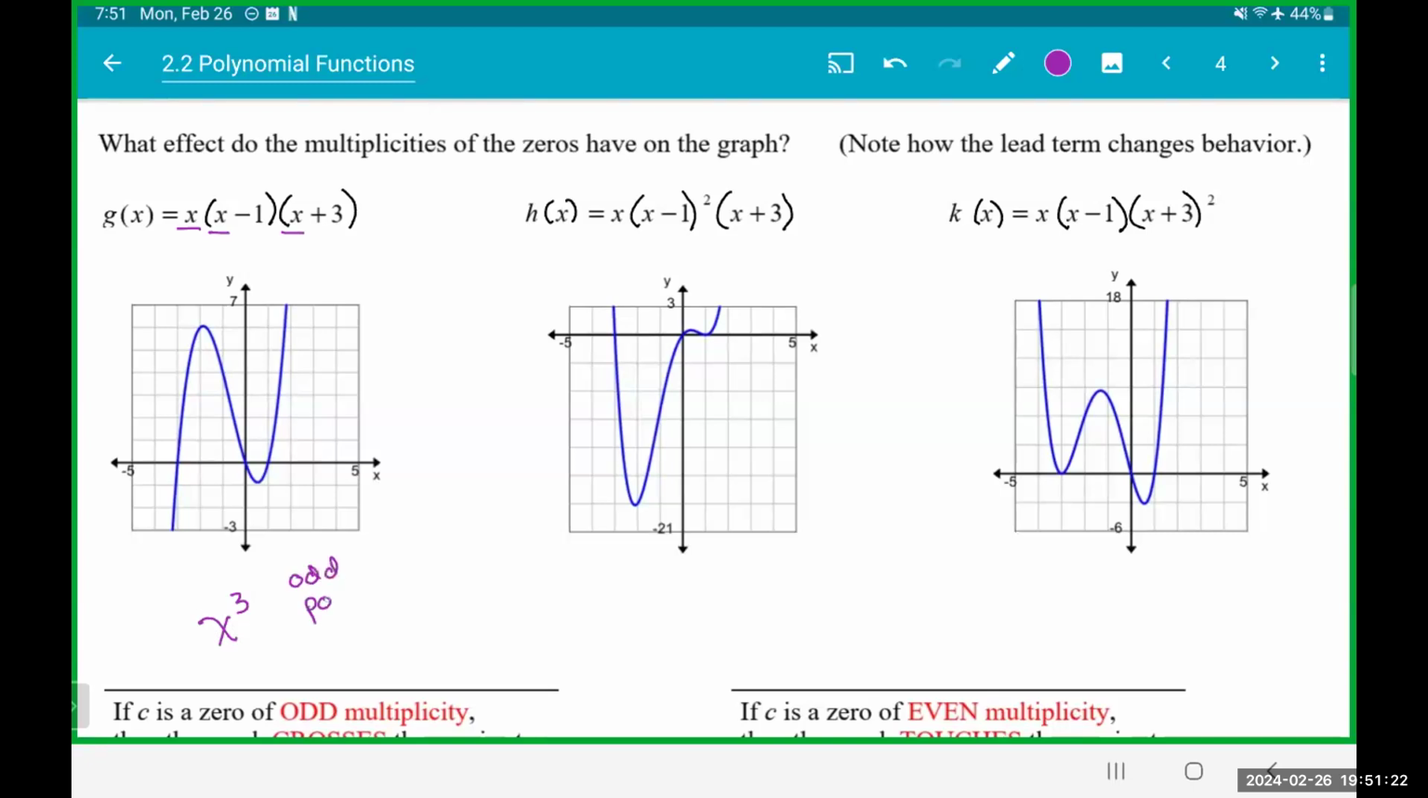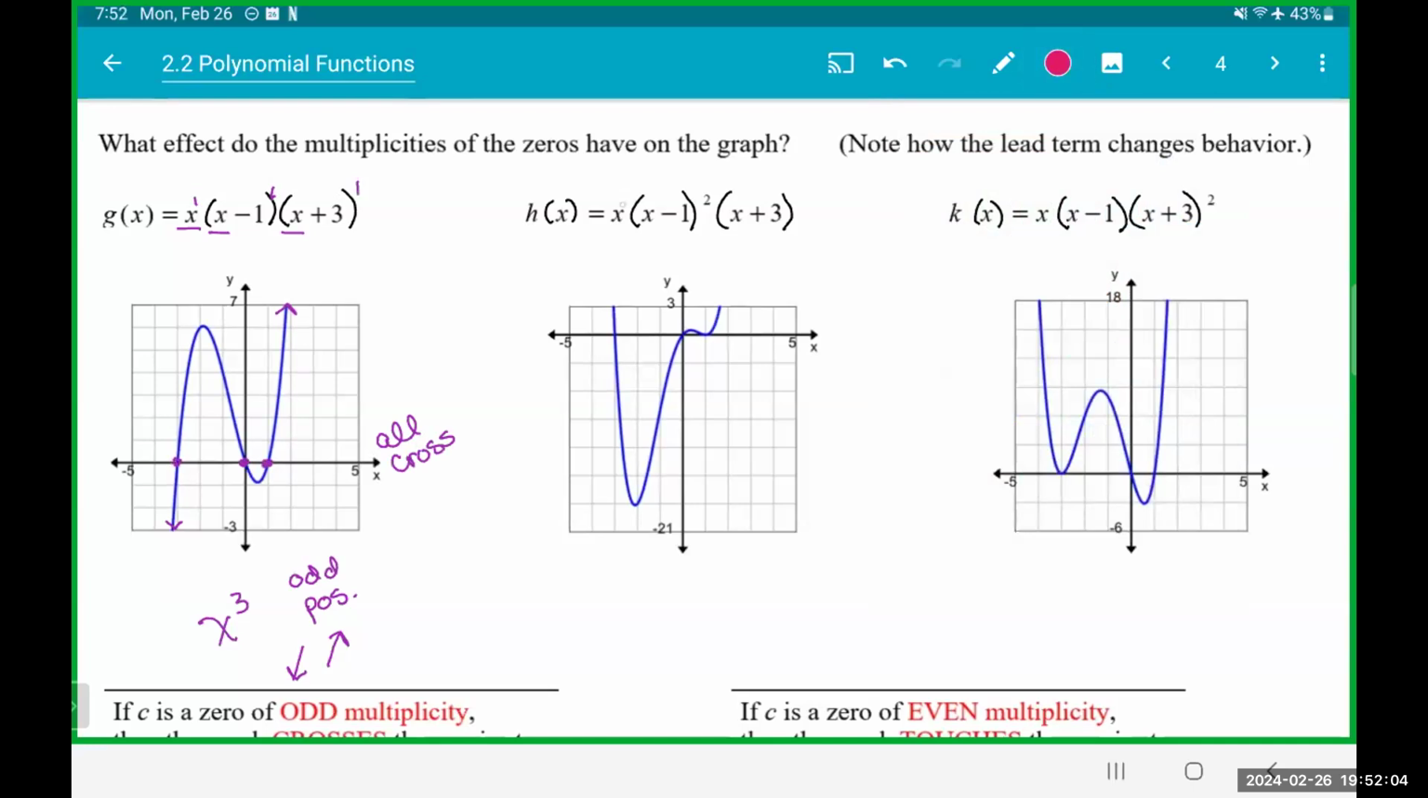So we're odd and positive, which means we'll be dropping to the left, rising to the right. You can see we're dropping to the left, rising to the right. We also should have 3 zeros: 1, 2, 3, because we have exponent 1, exponent 1, exponent 1. So we should have 3 crossings of the x-axis, and we do see that. We see that they all cross here. Okay? Question.